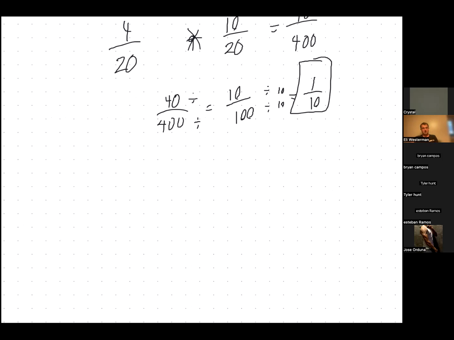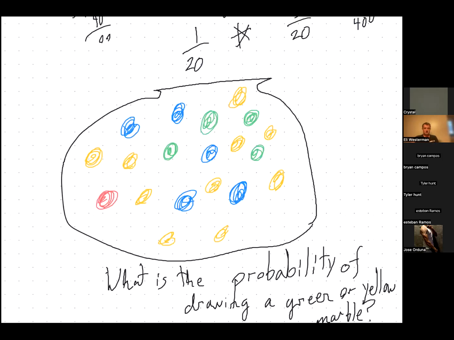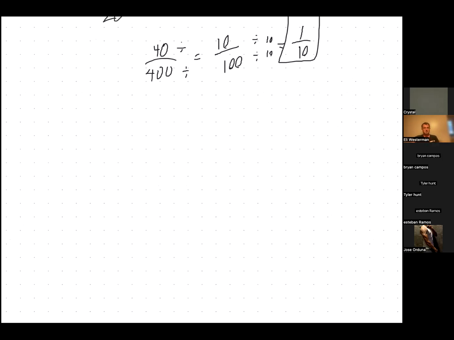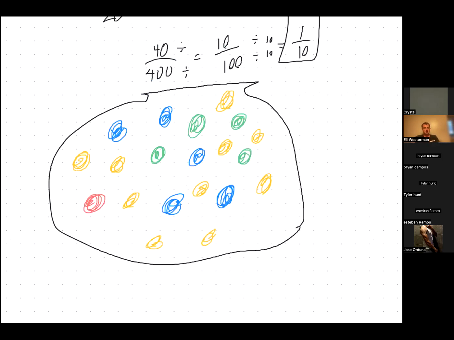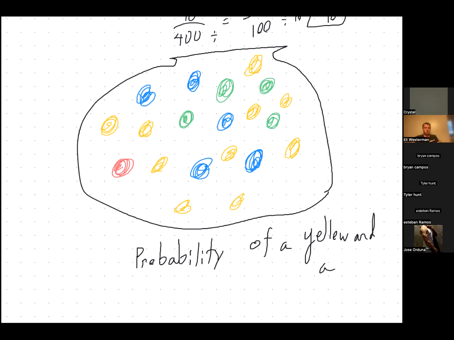Now let's make it a little more complicated, and I'm going to bring my lovely marble bag down here again. All right, now we say "and." Let's pretend we're not replacing it. So let's say, what is the probability of a yellow and a blue?